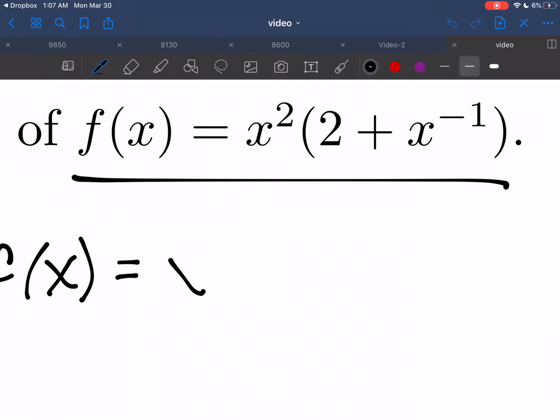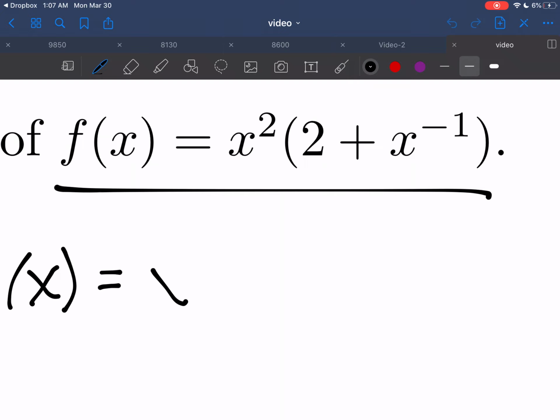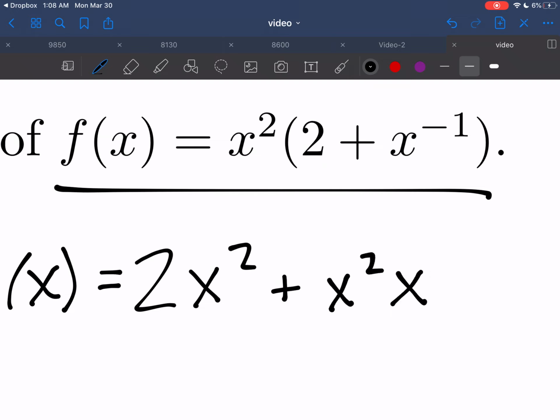Sometimes clicks can go off. So what we'll first do is, because we don't know how to take the derivative of this, right? We don't know how to do that. But I can distribute this, and we get two times x squared plus x squared times x to the negative 1.